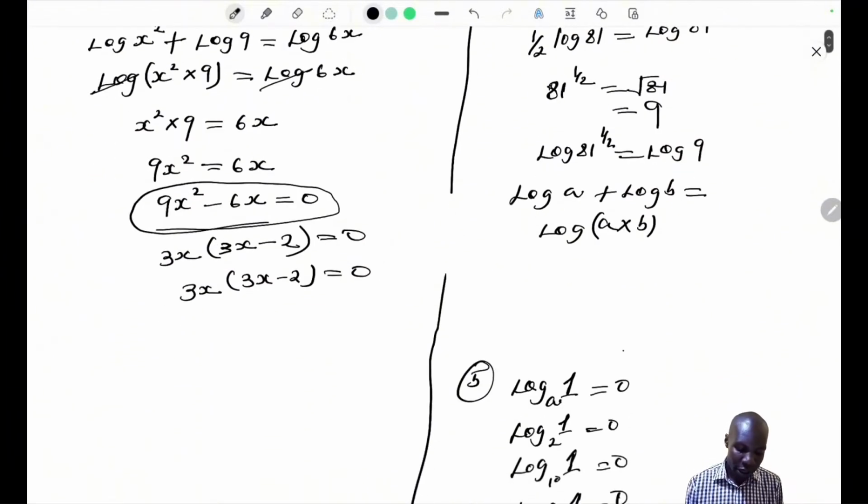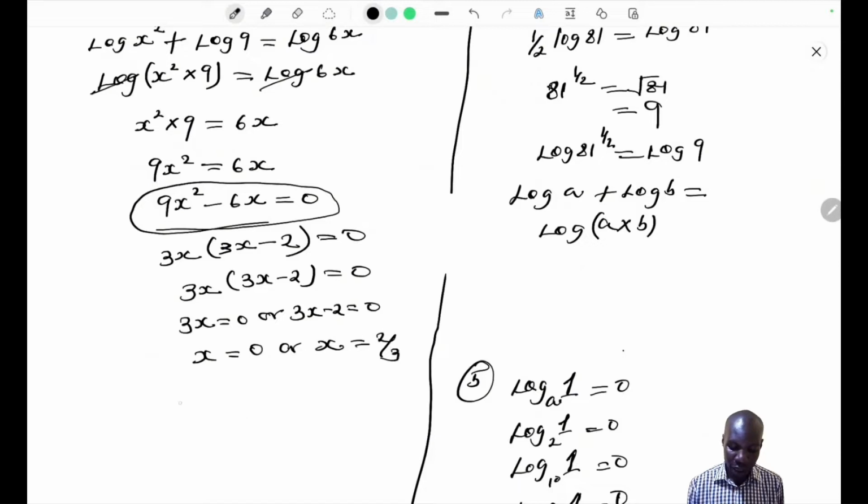So this is going to give us 3x is equal to 0, or 3x minus 2 is equal to 0. So x alone is 0, or x alone is 2 over 3. And that is how to solve that question.